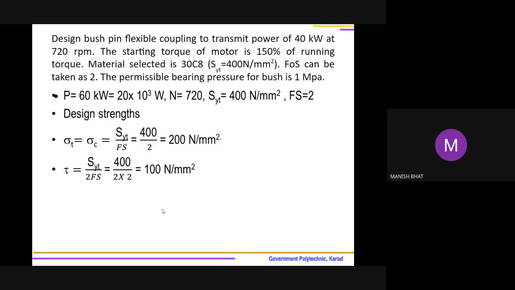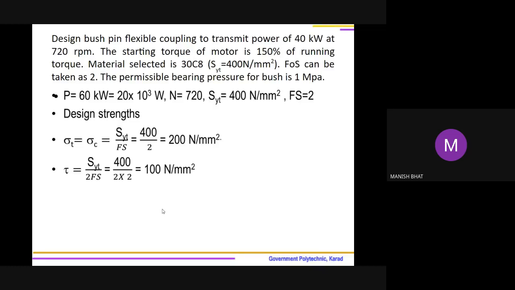Now we will be solving a problem on this bush pin type flexible coupling. This problem will help you in understanding the procedure which we have adopted to design this bush pin type flexible coupling.